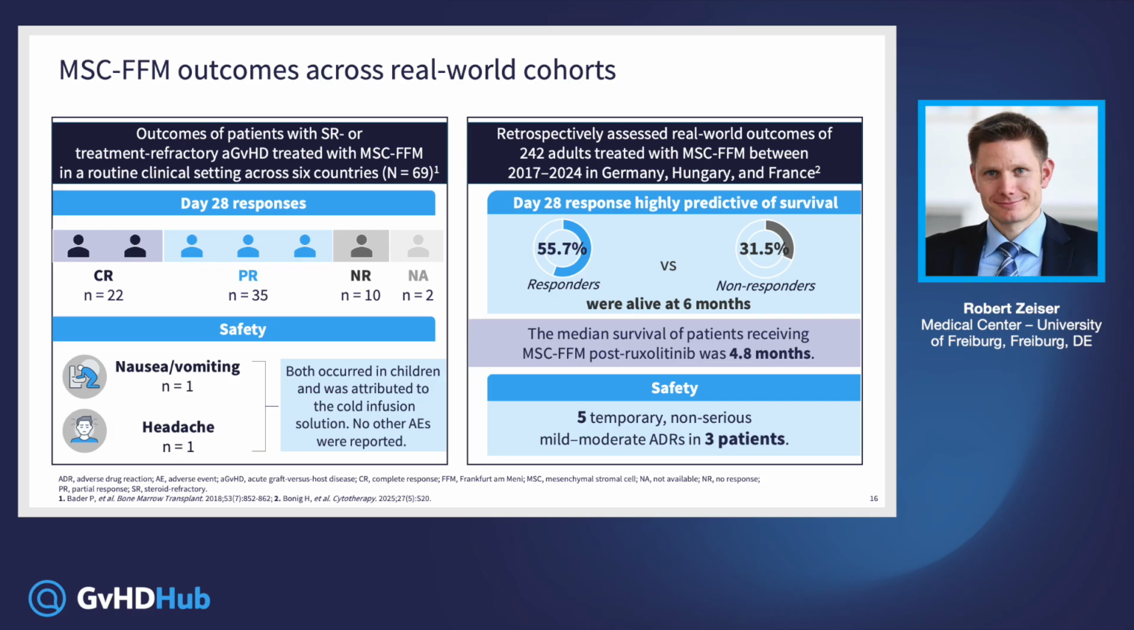Here, these are the real-world cohorts, outcomes of patients with steroid-refractory or treatment-refractory GvHD in different countries. Here, day 28 responses: CR in 22 patients, PR in 35 patients, very few non-responders. Overall safety good, only nausea, vomiting, and headache, which is relatively mild. Again, responders were more frequent, 55% responders, and the patients were heavily pretreated, including ruxolitinib, and had a median survival of 4.8 months. A very safe product overall, only 5 temporary non-serious mild adverse events.